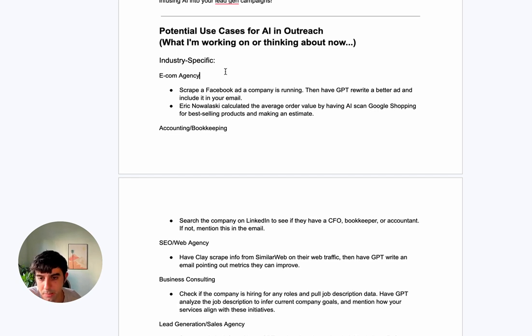So industry specific examples. If you're an e-com agency, an agency that targets e-com businesses, you can actually use AI to scrape a Facebook ad a company's running. You can even then have GPT rewrite a better ad. So imagine that. Imagine you email 1,000 e-commerce brands and you say, hey, I saw that you have this Facebook ad. And then you have GPT rewrite a better version of that ad, right? So just giving free value, all completely using AI, right? And then you can show them how, obviously, you can help improve their ads with better copy and all that.